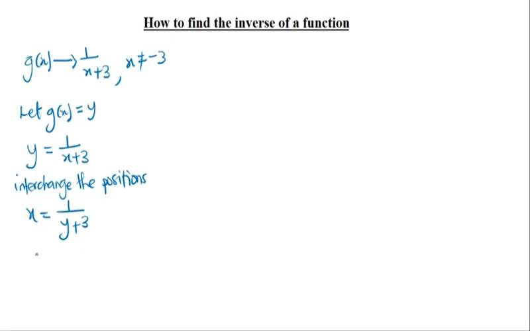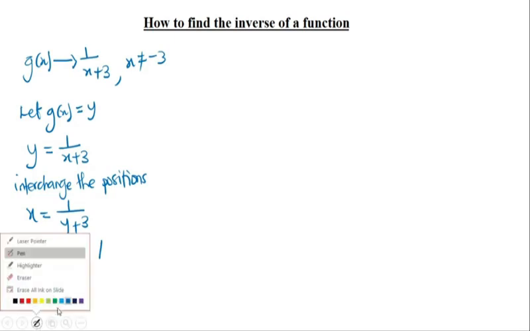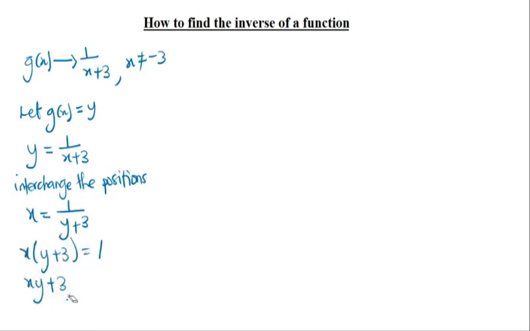So we cross multiply over here. We have x into bracket y plus 3 is equal to 1. We expand the bracket, xy plus x times 3 is 3x. Sorry, this is 3x. Alright. So this is xy plus 3x is equal to 1. So from here, we make y the subject.